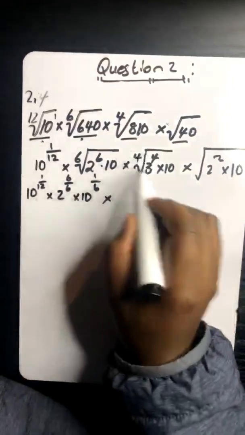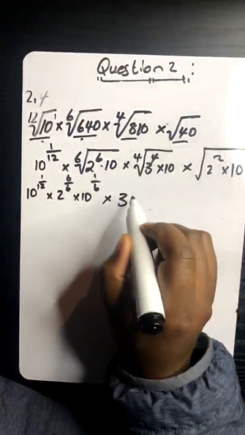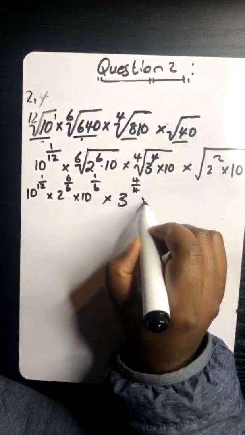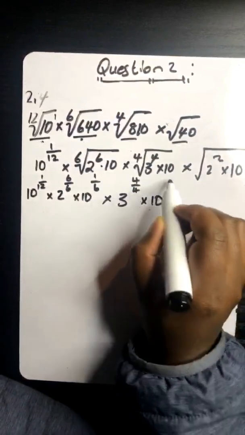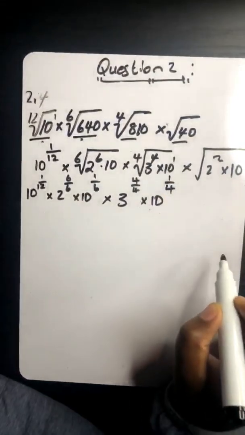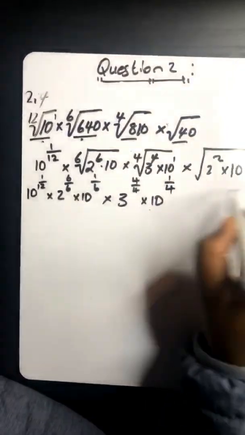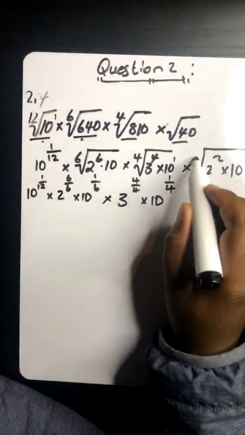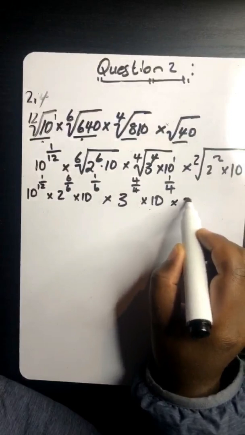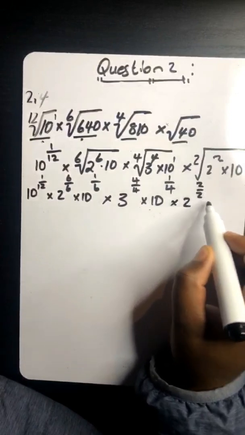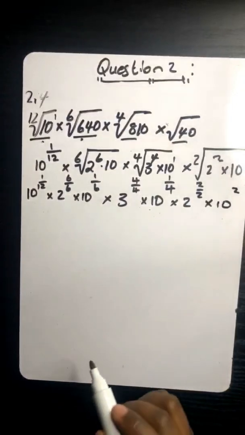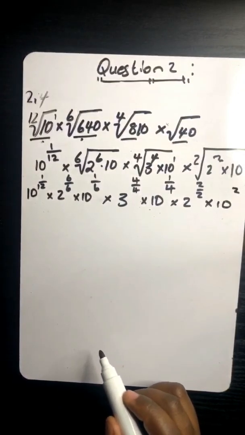Multiplied by here, you also do the same. So it's more like you have 3 to the exponent 4 over 4, multiplied by 10 to the exponent 1 over 4. That is the 1. And then here also, Bantubakiti, remember, if it's nothing there, it means there's an invisible 2. That is why you're going to have 2 to the exponent 2 over 2 multiplied by 10 to the exponent 2. Then you can try to work it out.